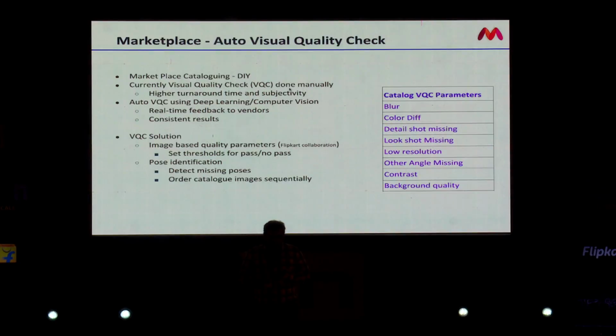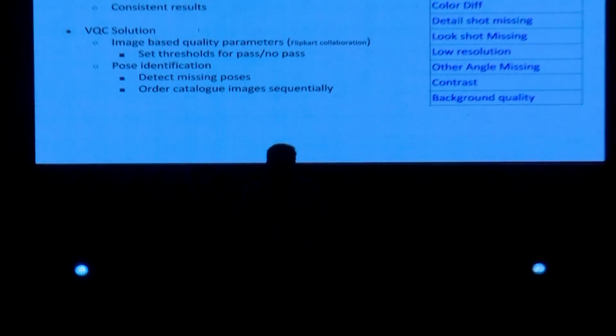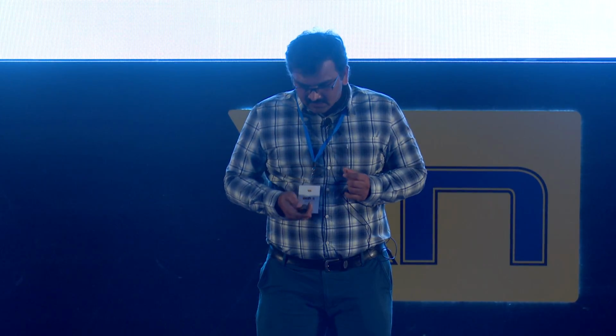And we do some of these by handcrafting, and for the pose part, we use deep learning. So essentially, by deep learning, we are able to identify all the poses, and we can go back to the vendor and say these are the poses that are missing. And one of the other use cases is that by using the front, right, and left poses, we can also order them sequentially, because we want to put this data in a certain sequence in the app. So this is also something that we can enable with a solution such as this.